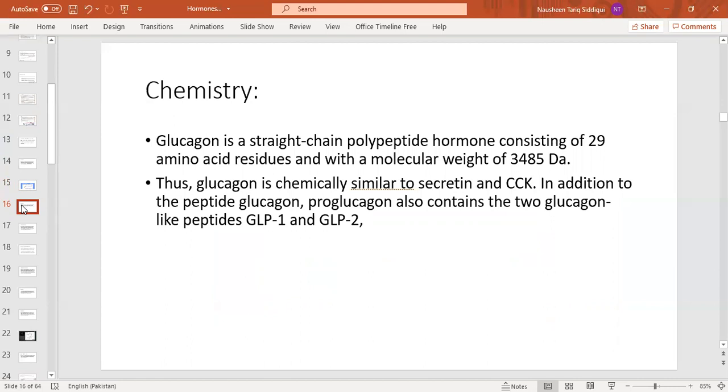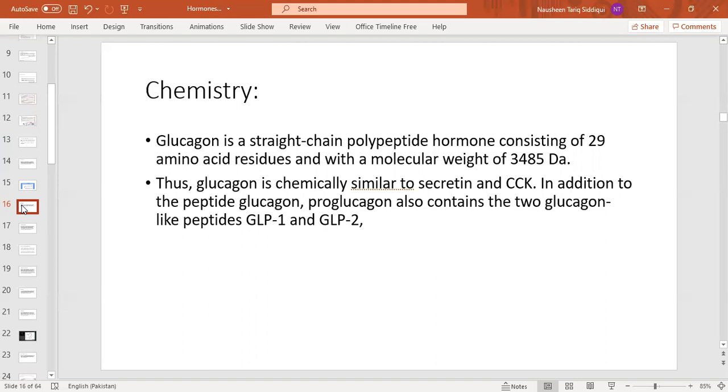and CCK. CCK is basically cholecystokinin. Secretin and cholecystokinin both get secreted in the GIT, and they aid in digestion as well, along with glucagon. In addition to the peptide glucagon, proglucagon also contains two glucagon-like peptides, GLP-1 and GLP-2. GLP-1 and GLP-2 are gut peptides.